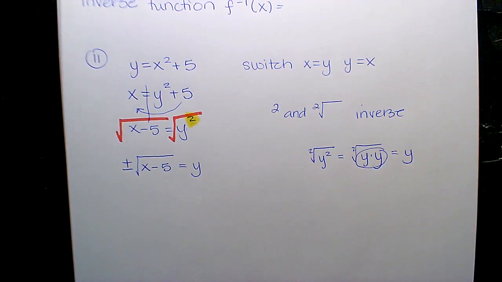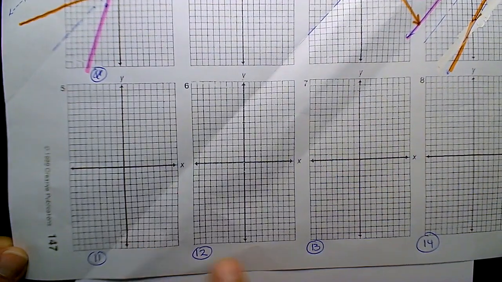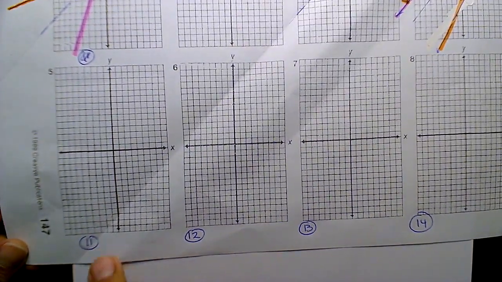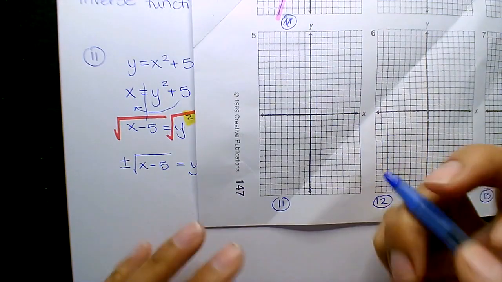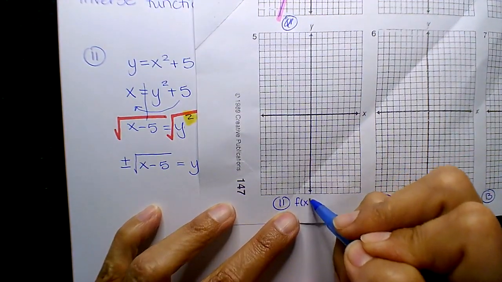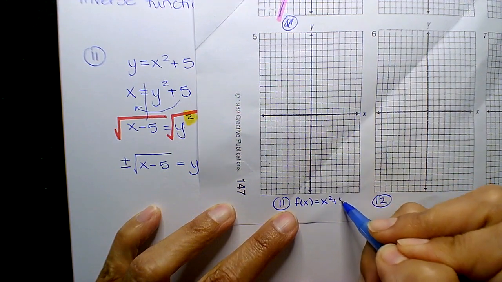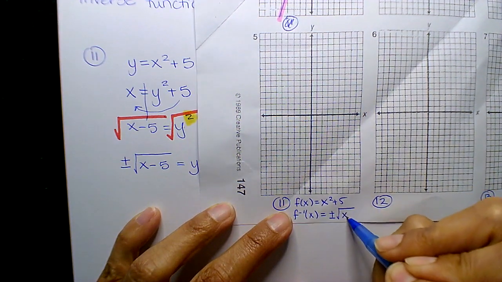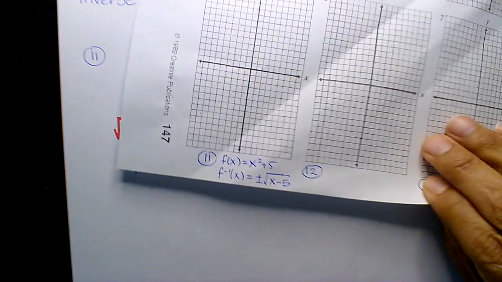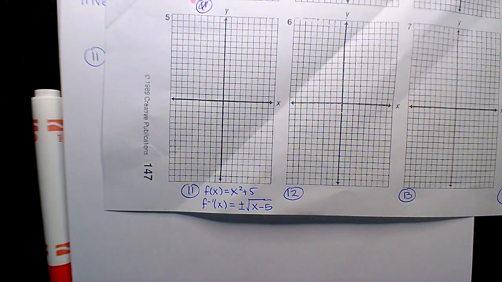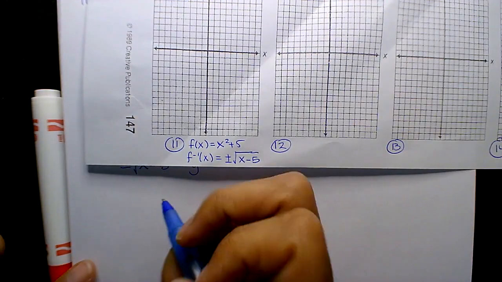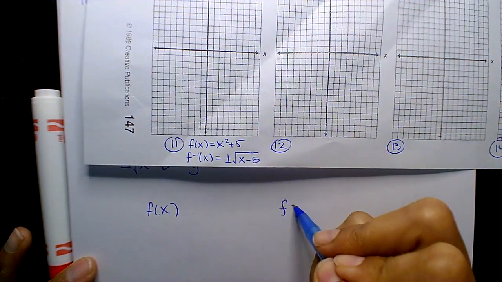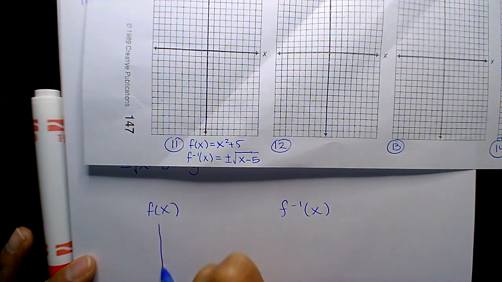That's it. So if I now come to graph, right, so 5, 6, 7, 8, whatever, your next 4 graphs will be 11, 12, 13, 14, then what do I get? The regular function is x squared plus 5. The inverse function is plus or minus square root x minus 5. Okay, you guys have to graph these. And that's why yesterday we went over how to graph vertex form, right? So for 11, we'll do f of x, and we'll put f inverse of x. Okay.